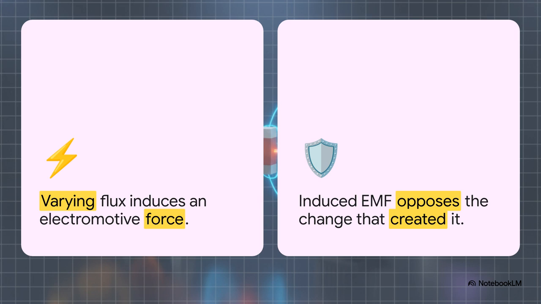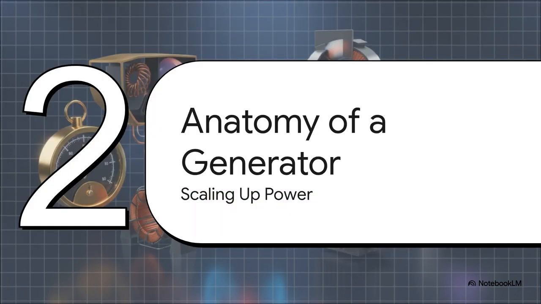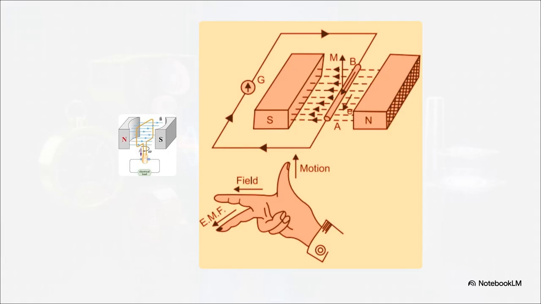So if a motor is spinning and doing work, it's actually acting like a generator too, creating a back EMF that literally fights against the input voltage that's powering the motor in the first place. It's just nature's way of always balancing itself out. Which brings us to Section 3, anatomy of a generator, where we talk about scaling up power. Let's see how this all builds into the massive machines we rely on today.